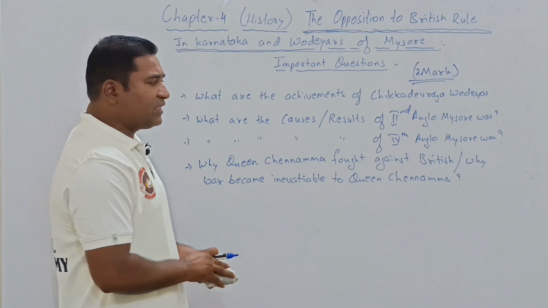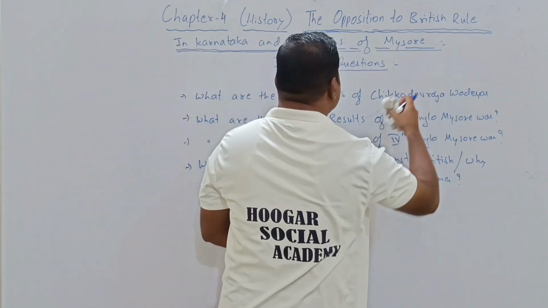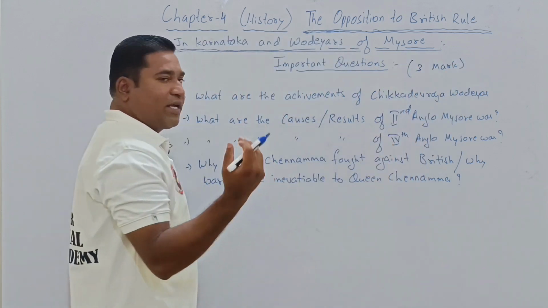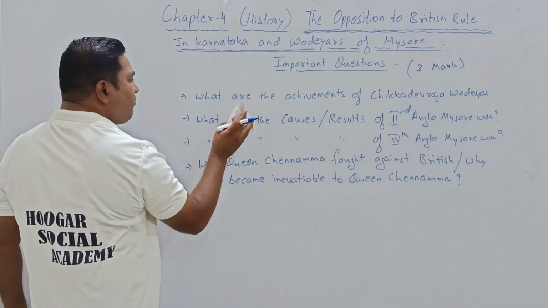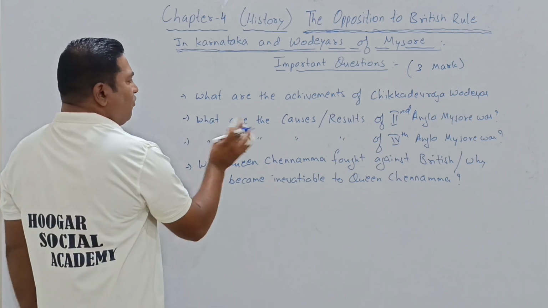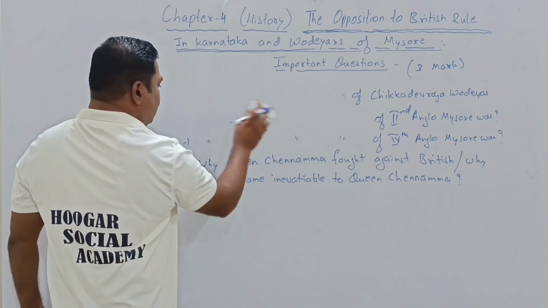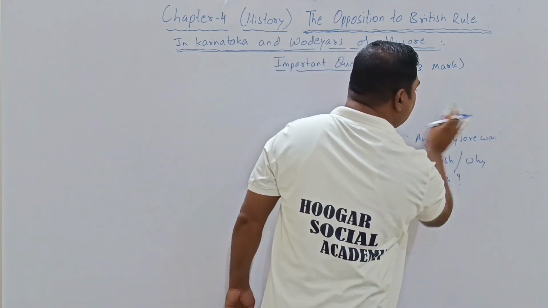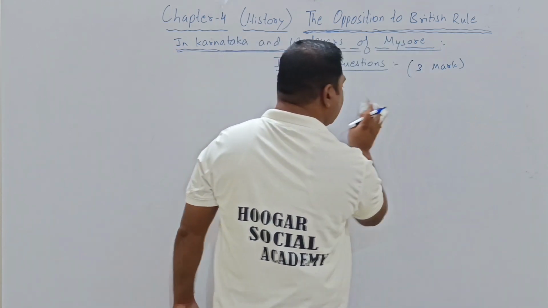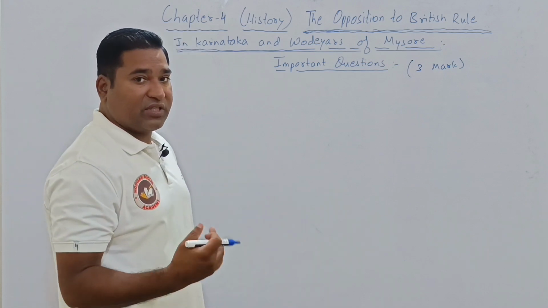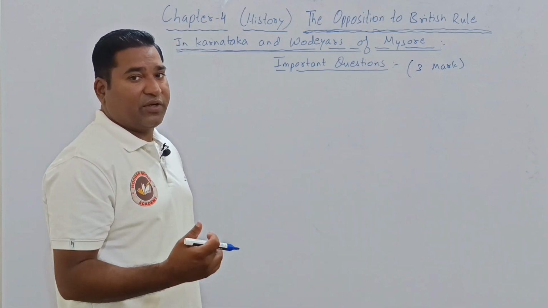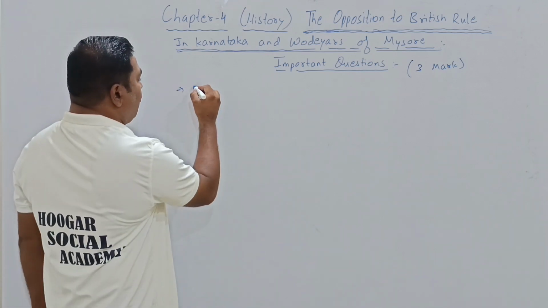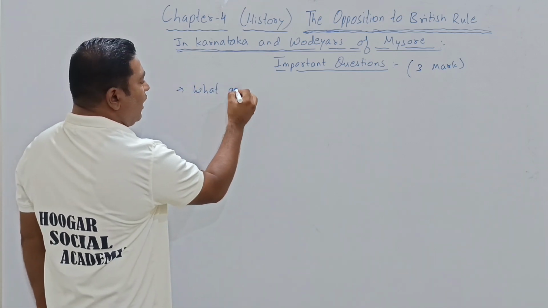Let us go with the 3 marks from the same chapter, Opposition to British Rule in Karnataka and Wodeyars of Mysore. And here also some are very important. 3 marks questions are there. So for the 2 marks, how many points are you going to write? You are going to write 4 points. Now when we are talking about a 3 marks question, then here you are going to write about 6 points.